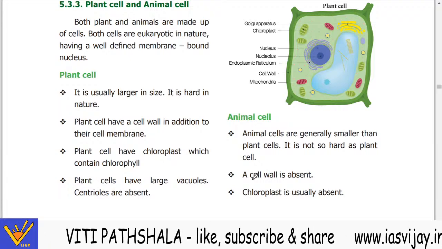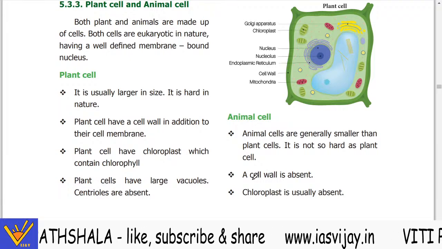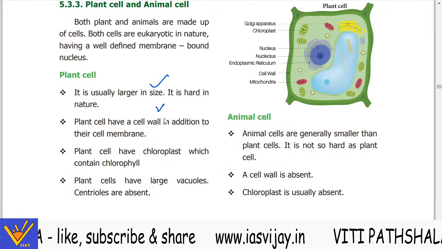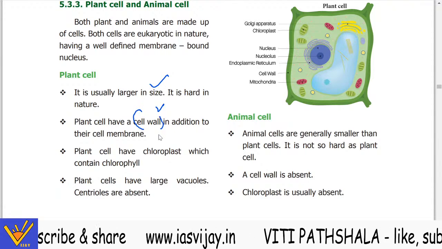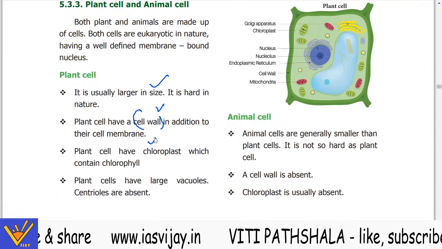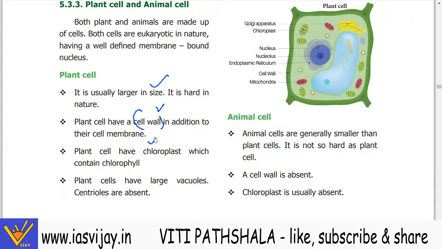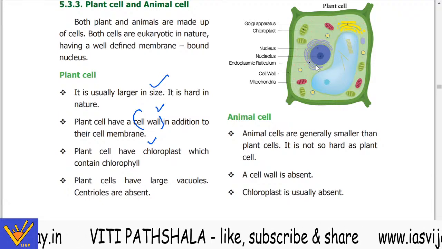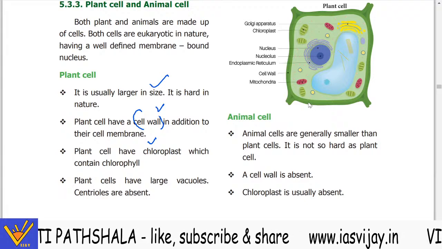Now if I talk to you about the plant cell, it is usually larger in size, it is hard in nature. Now plant cell has a cell wall in addition to the cell membrane. So the cell membrane is also there apart from the cell wall. So in the picture you can see that this is your cell wall. The green in color is your cell wall.